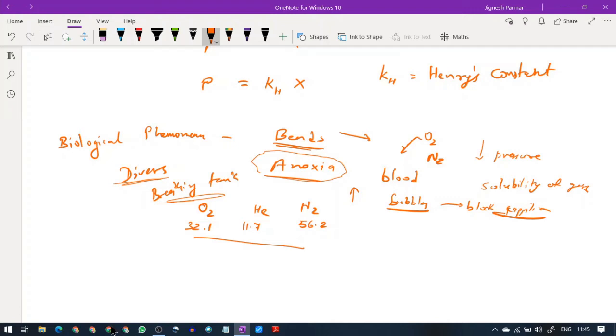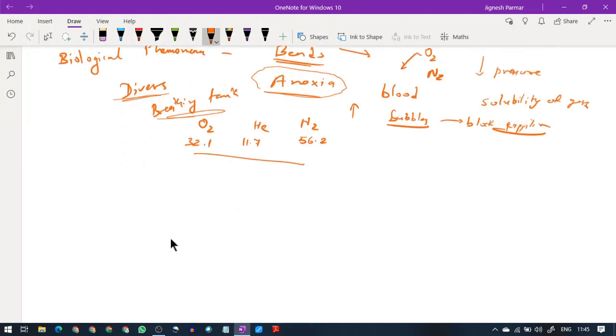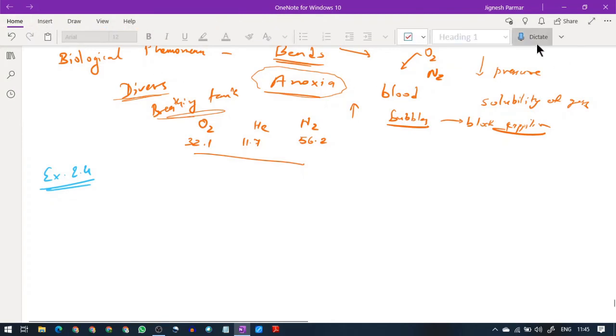Now let's have a numerical which is given in our textbook. Solved example number 2.4 is related to our Henry's law. So what is given over here? Nitrogen gas. I'm not going to write the question over here. You have to understand the question. You can read it out there.